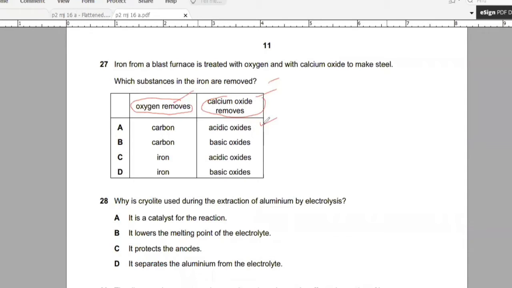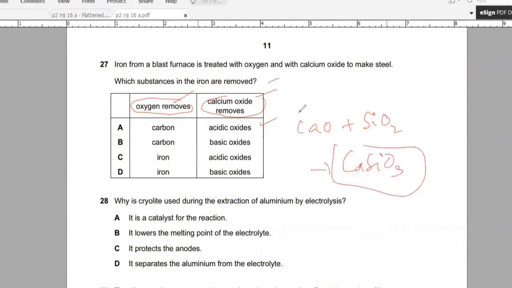So in the blast furnace, we get calcium oxide. Calcium oxide actually will react with the impurity called silicon dioxide. So it will form slag, calcium silicate. That means this calcium oxide removes the acidic oxide, because silicon dioxide is acidic in nature. Acidic oxide, right? So here the right option will be A. Clear?